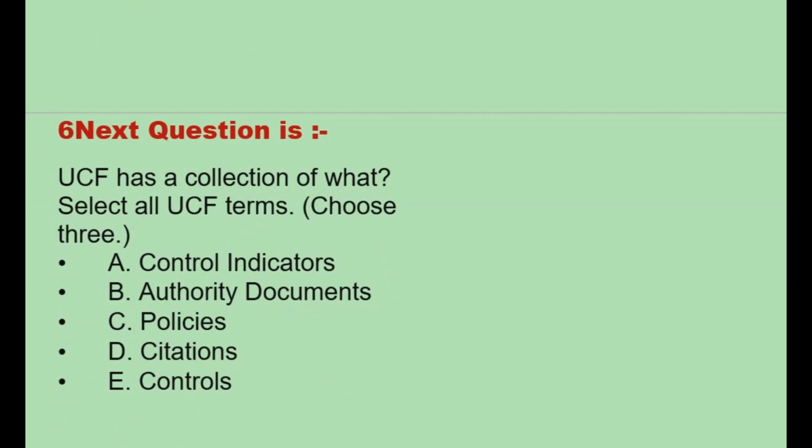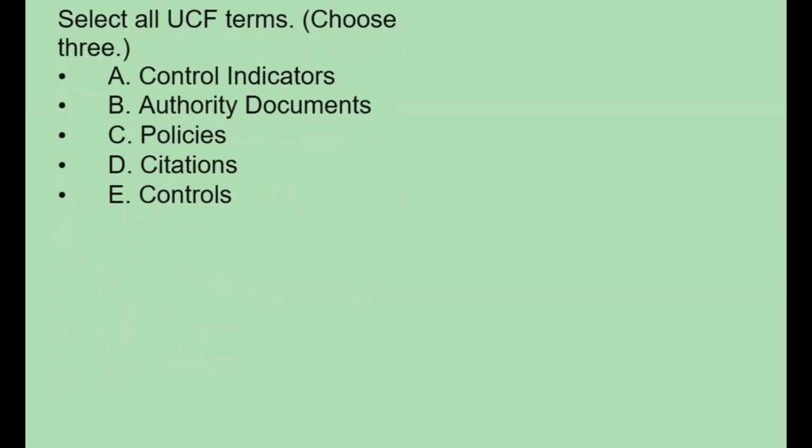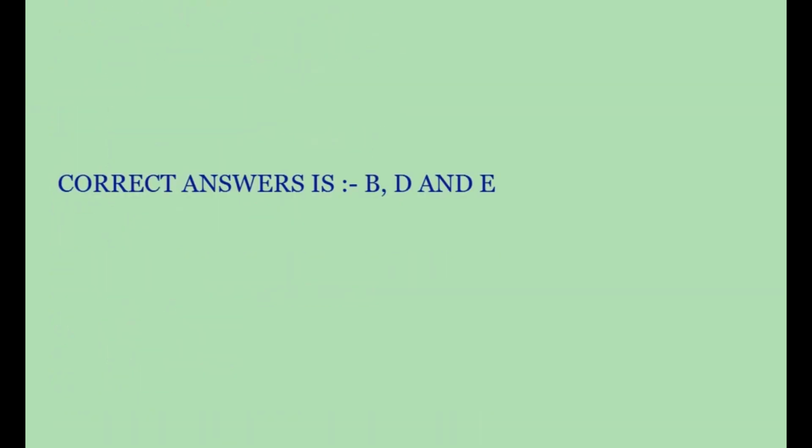Question is UCF has a collection of what? Select all UCF terms. Choose three options. Option A, control indicators. Option B, authority documents. Option C, policies. Option D, citations. Option E, controls. Correct answer is option B, D and option E.